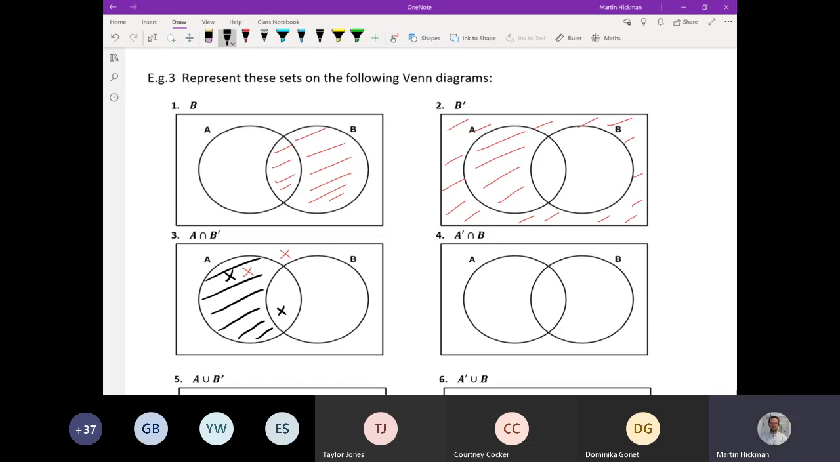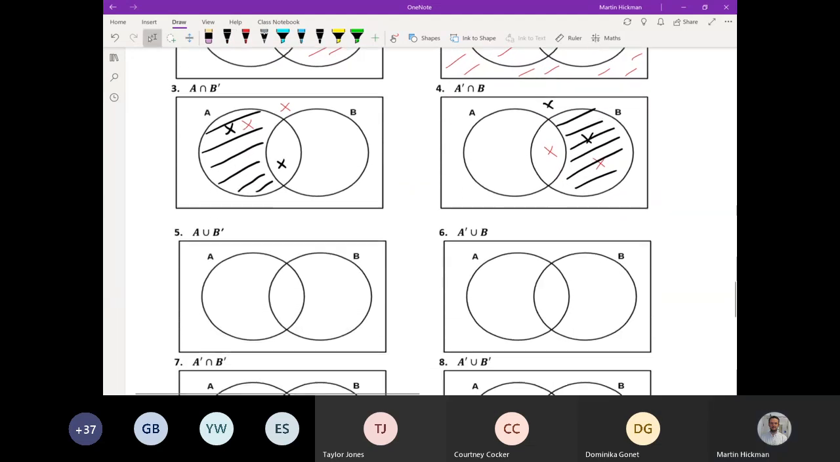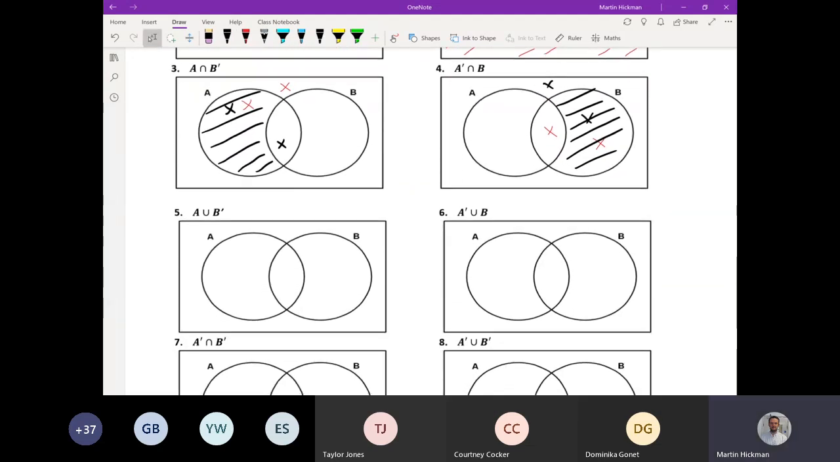For 4, I look at not A, so I'm going to do black crosses for not A, and then for where B happens, we'll draw the red crosses, and then we can just see that that's just going to be this region here where both events that I want are happening. Then we have A or not B. Okay, so this is different than the last one. For 3, we had A and B not happening. This is A or B not happening.